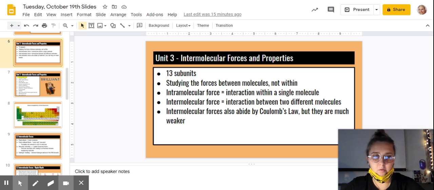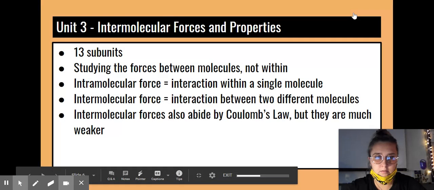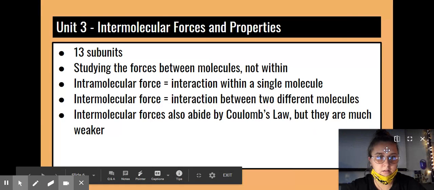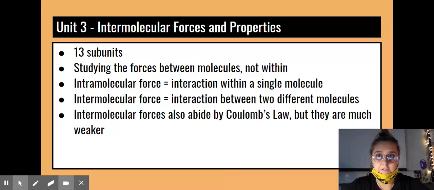Hi guys, so I am going to go ahead and walk you through our first topic for Unit 3. If we remember, let me go ahead and present this. Sweet, okay. So, Unit 3 is all about intermolecular forces and properties. There are 13 subunits or topics, so it is a rather large unit, but never fear. I'll keep making these videos for these topics, and hopefully that'll aid and help a little bit.